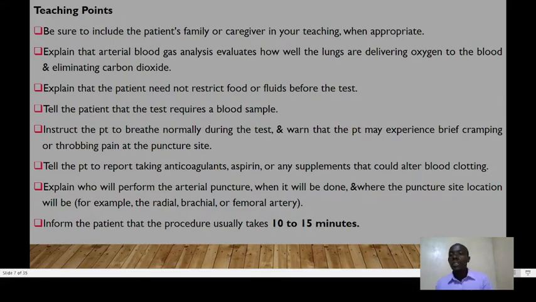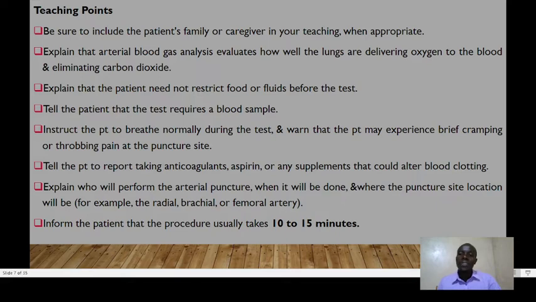The teaching points could include that, of course, when you are doing the teaching, you have to include both the patient's family and the caregiver where appropriate, and with the consent of the patient. So you explain to them the arterial blood gas analysis, so that they understand that this will help evaluate how well the lungs are delivering oxygen to the blood and how well they are also eliminating carbon dioxide from the body.